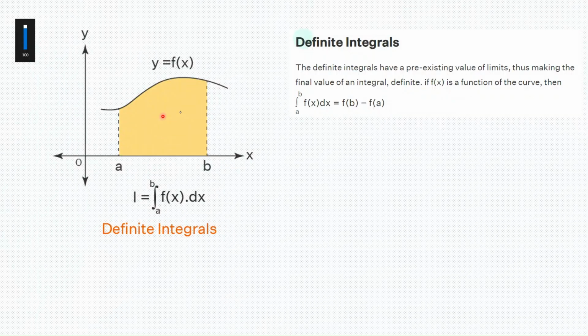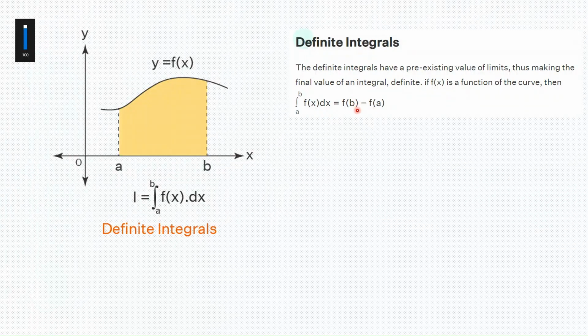Here, the intervals would be defined. The endpoints of the curve would be defined. Here, it is represented by A and B. A and B are the endpoints. In order to find a definite integral, first we have to find the integral of the function which is given to us, and then comes the next step, which is only used for definite integrals.